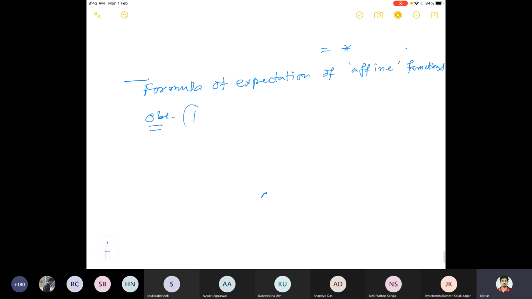sometimes, yeah, my pen does not work. So the expectation of aX plus b. Sometimes you would say this is a linear function, and it is some kind of line, but mathematically it is not a linear function if you use the definition of a linear function. So that's why it's called affine. It is a translation of a linear function, because a times X is always a linear function of X, but not aX plus b, because b is a constant.